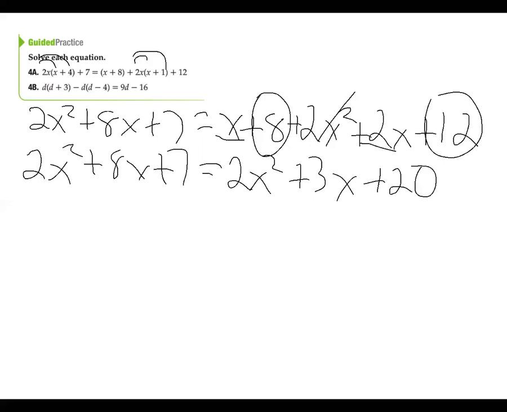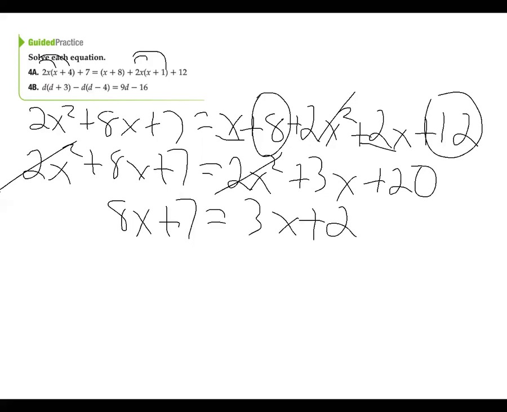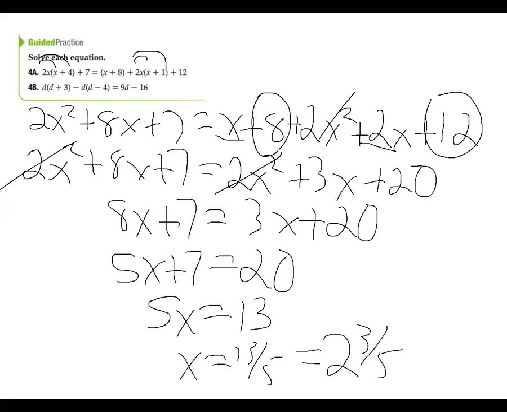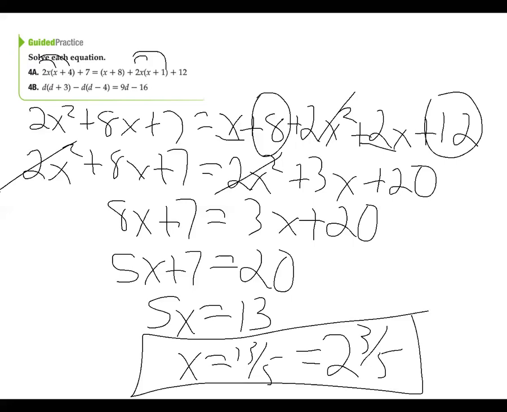If I subtract 2x squared from both sides, those cancel, and I get 8x plus 7 equals 3x plus 20. Subtract 3x from both sides, you would get 5x plus 7 equals 20. Subtract 7 from both sides, you get 5x equals 13. Divide by 5, and you get 13 fifths, or 2 3/5. Okay, it's okay to get fractions, improper fractions, or mixed numbers for your answer.